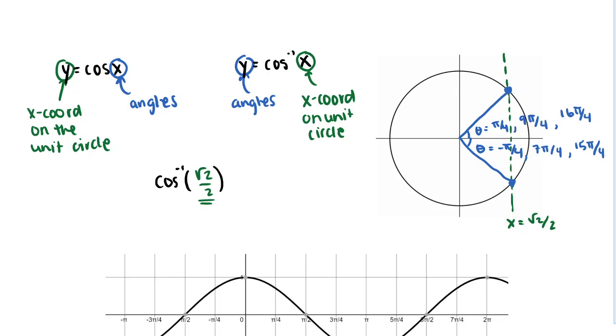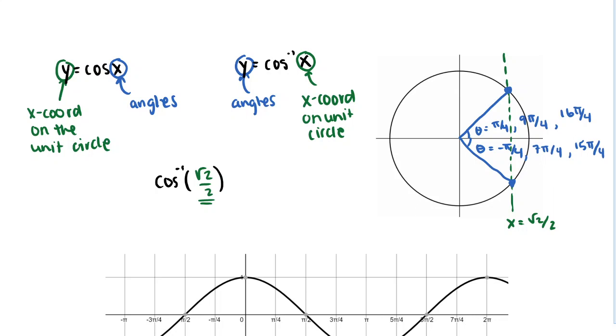And so if cosine inverse is going to take this x coordinate and give us back one such angle, it's not going to give us back all of these angles. It's meant to be a function. Cosine inverse is meant to be an inverse function. And it shouldn't give us back multiple answers. It should only give us back one. And so which angle does it give us?